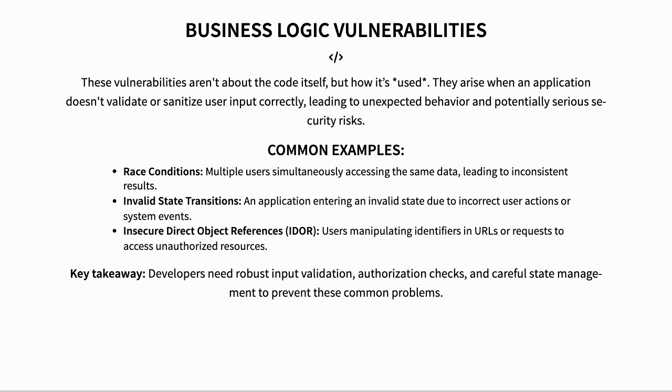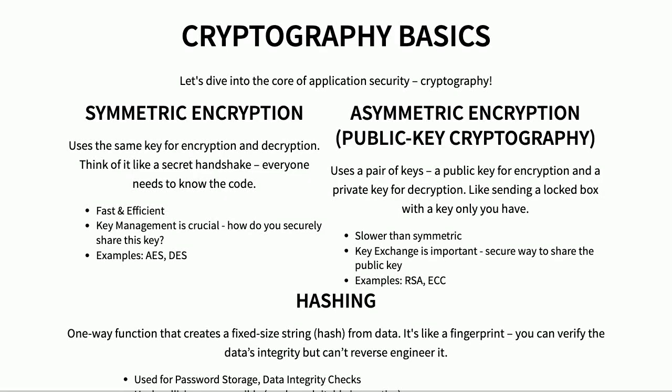Common examples include race conditions where multiple users interfere with each other, invalid state transitions that cause the app to act unexpectedly, and IDORs where someone manipulates identifiers to access things they shouldn't. The bottom line: developers need solid input validation, proper authorization, and good state management practices to catch these issues before they become problems.